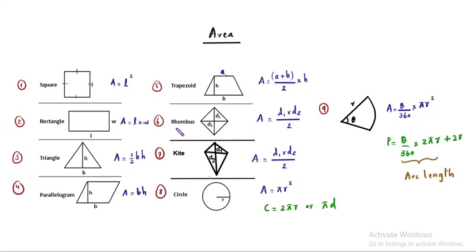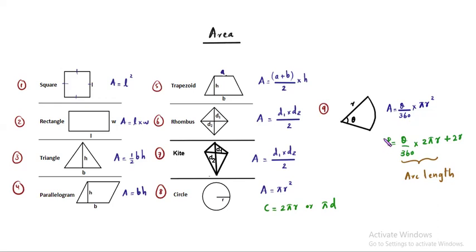When it comes to a rhombus and a kite, they both have the same formula, which is the product of the diagonals. We multiply the 2 diagonals together and divide it by 2. Area of a circle is pi r squared. And to calculate the circumference, which is like the perimeter of the circle, we need to do 2 pi r, or we will have to do pi d. The next one is to calculate the area of a sector. We write the angle out of 360 times pi r squared, because a sector is a fraction of a circle. So we write that fraction here, the angle out of 360, and then multiply it with the area of the circle formula.